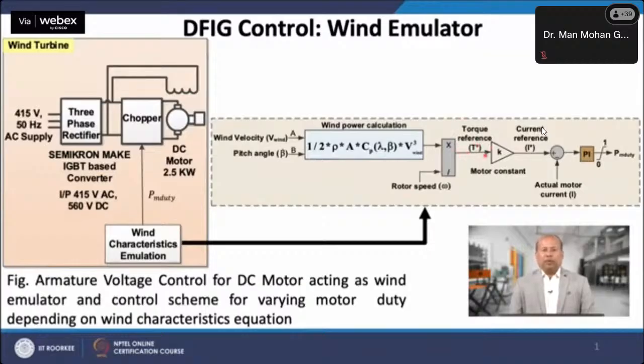The motor reference current is obtained by multiplying the torque reference with the motor constant of value K, which is equal to 4.16 in our case. The current reference is then compared with the actual current of the DC motor. The compared result is sent to the PI controller, thereby obtaining the switching pulses.